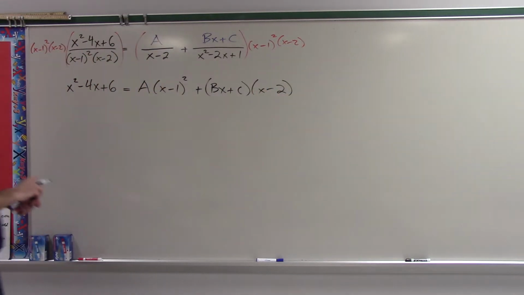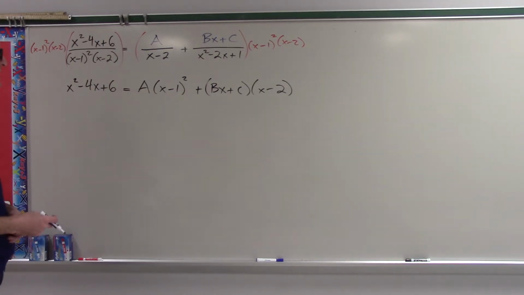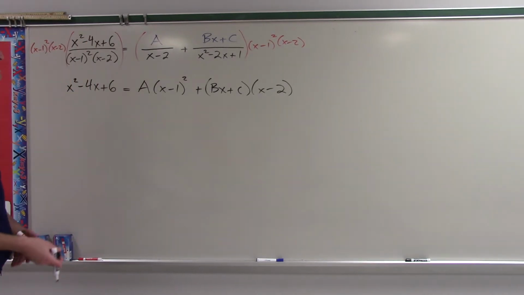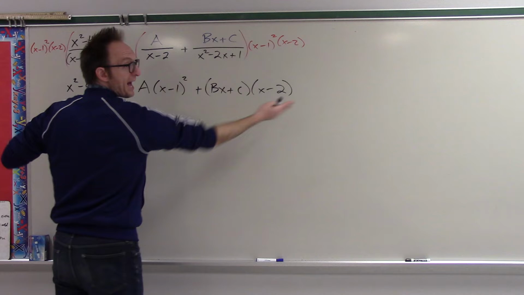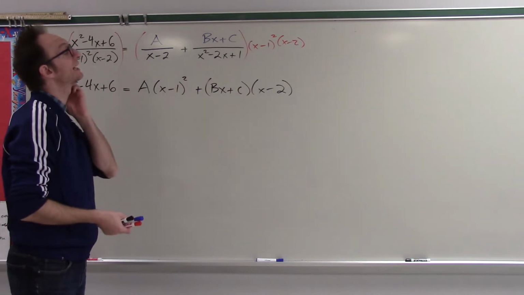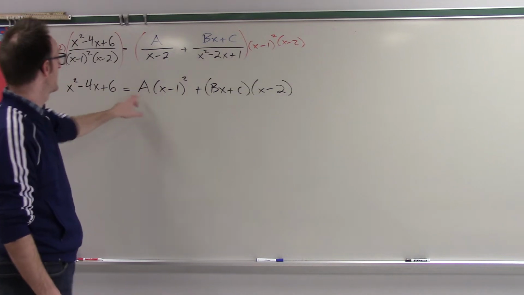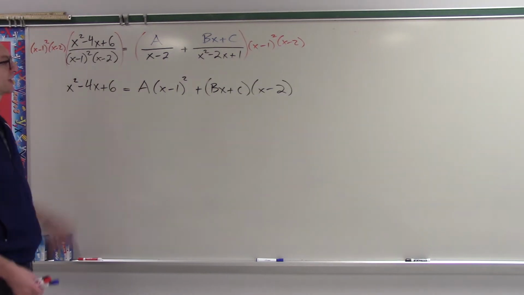Okay, and now I have a single equation with 3 unknowns, and so we need to find out what a, b, and c are. So I have a quadratic on the left, I have a quadratic on the right. Do I have enough information to solve for a, b, and c? Yes, I do. And the long way to do this would be to multiply everything out on the right-hand side, collect all the like terms, and we would have a system of 3 equations in 3 variables, one for the coefficient of the quadratic, one for the linear coefficient, and one for the constant term.